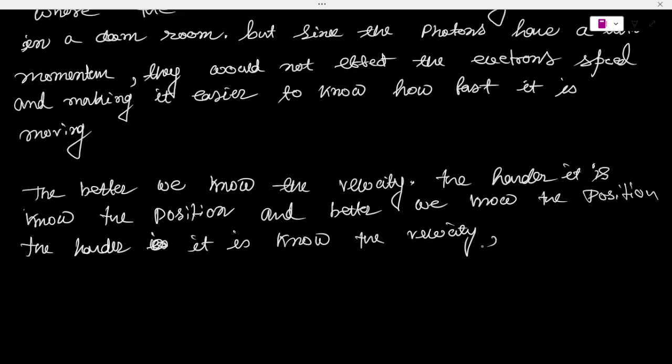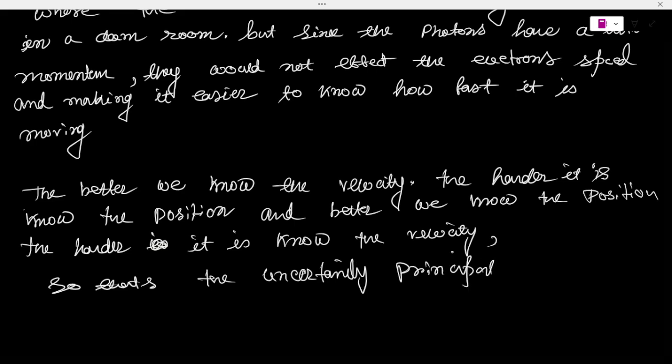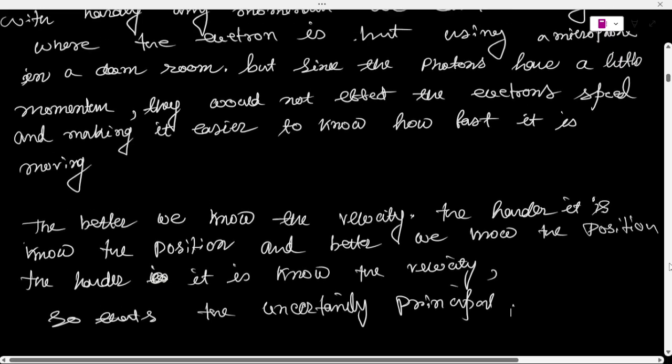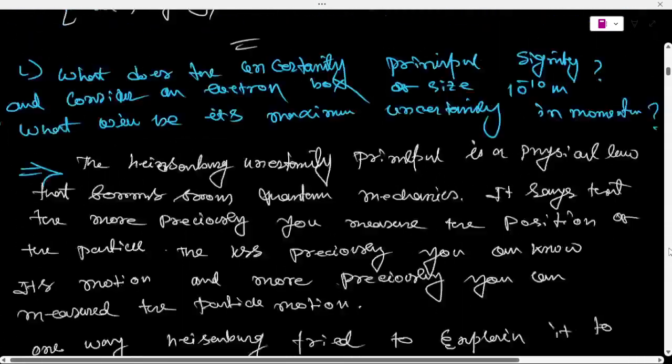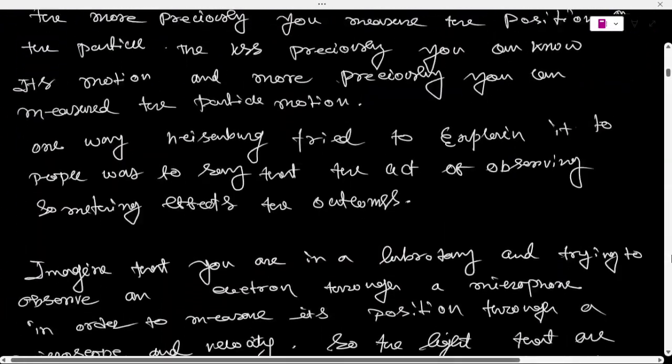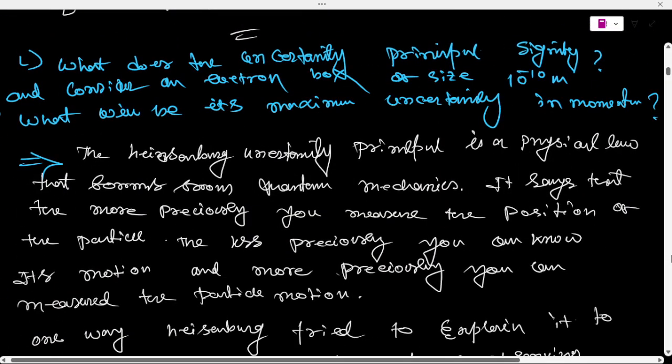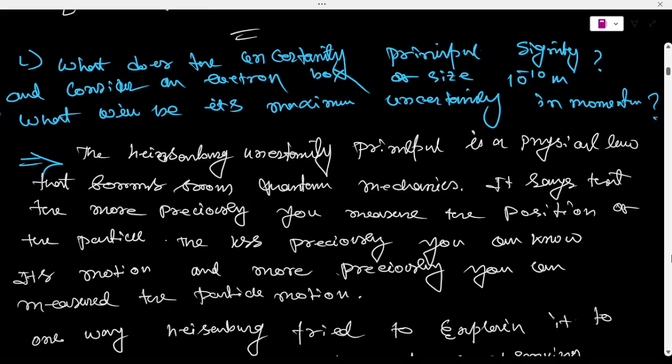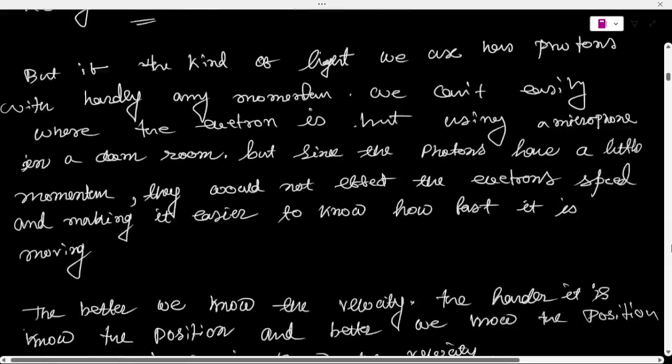So that's the uncertainty principle. Okay, so that's the uncertainty principle, and this is the ultimate principle of science. And after that, consider an electron in a box of size 10 to the power minus 10 meter. What will be its momentum uncertainty? Let's solve it.